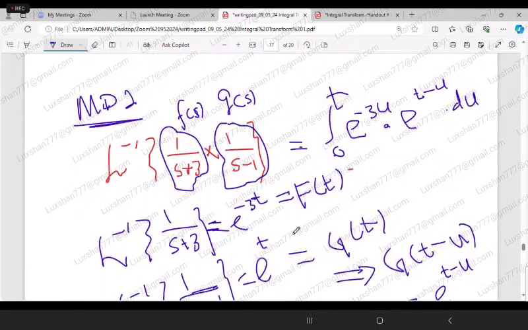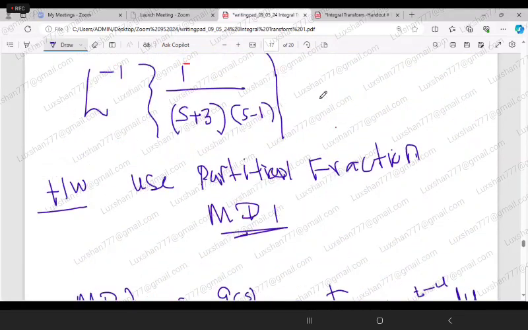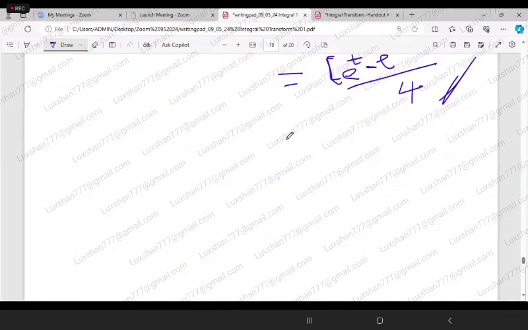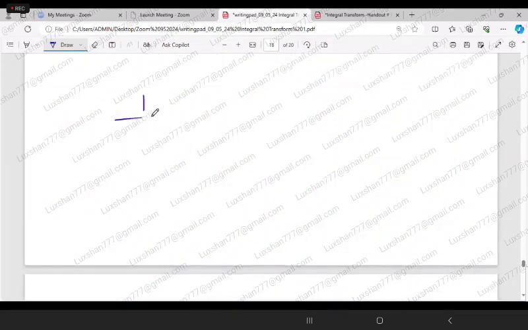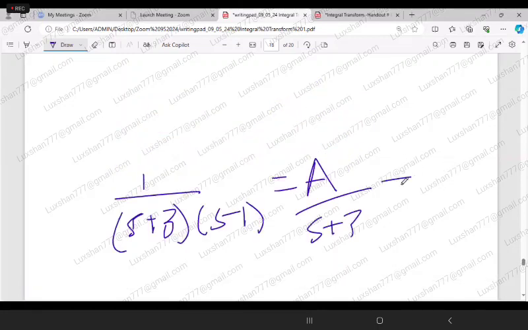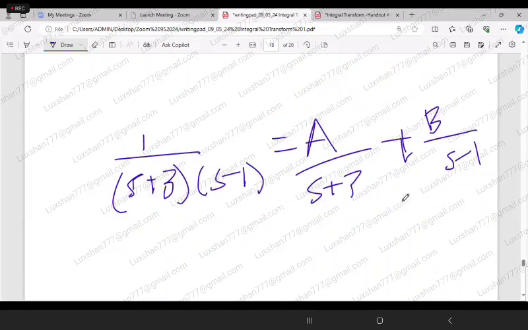Then please try this using the partial fraction method. If you try to do the partial fraction, we have 1 over (s plus 3) into (s minus 1). You can definitely do a partial fraction. You can write it as A over s plus 3 plus B over s minus 1. You can solve this equation and find A and B, and then you can easily use the method and you can get this answer. Okay, right.